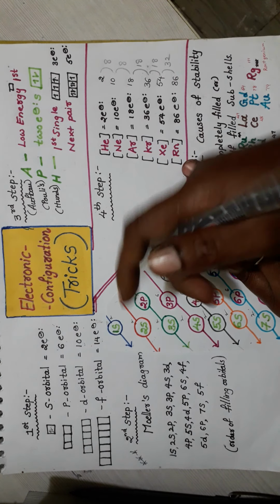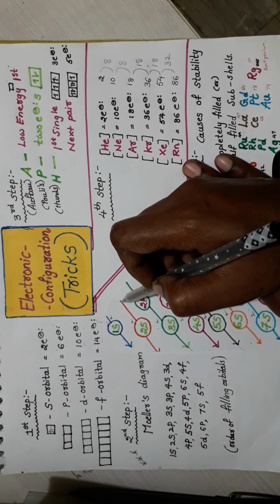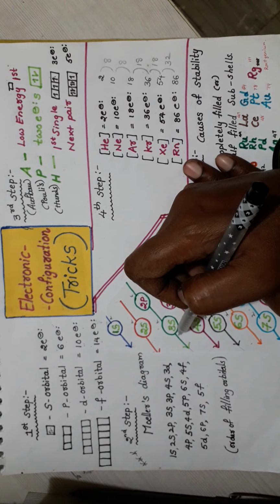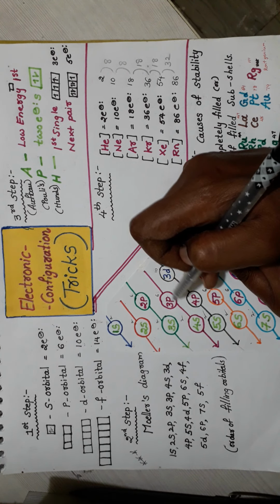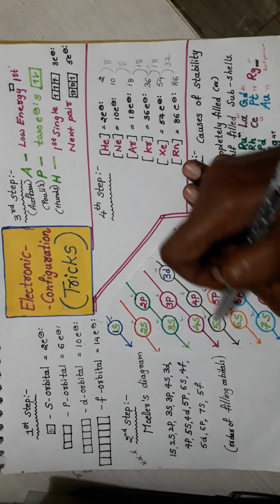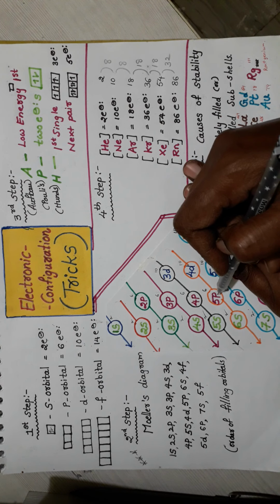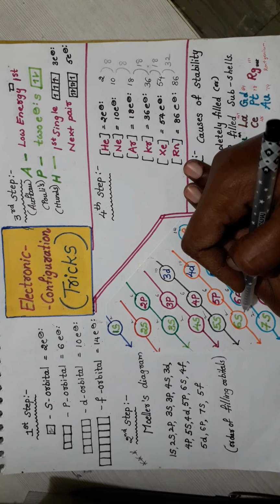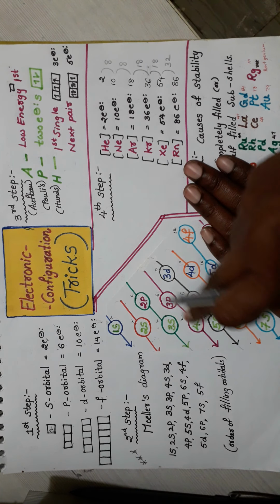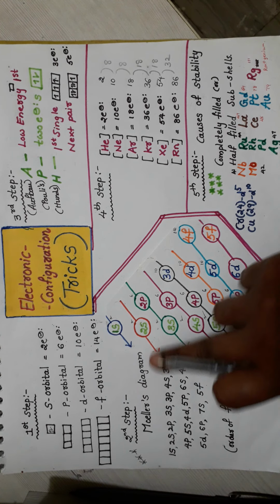Next, 1s orbital to 2s orbital, 2s to 2p, 2p to 3s, 3s to 3p, 3p to 4s, 4s to 3d, 3d to 4p, 4p to 5s, 5s to 4d, 4d to 5p, 5p to 6s. Like this is the orbitals filling order. It is called the Moeller diagram.